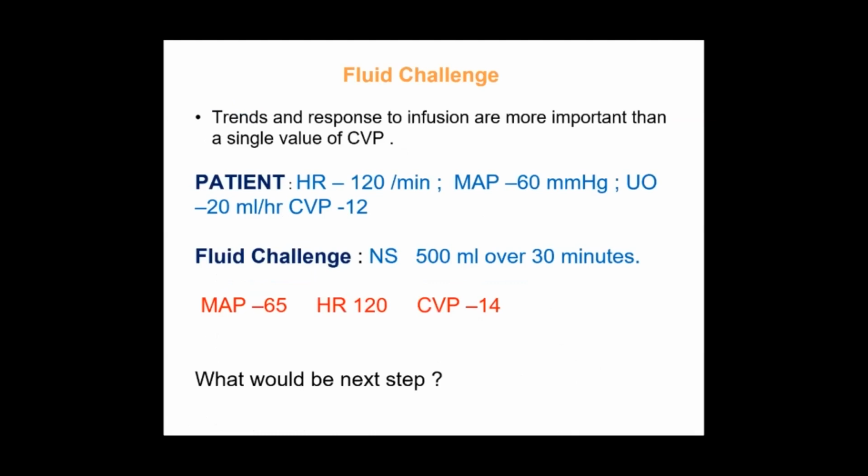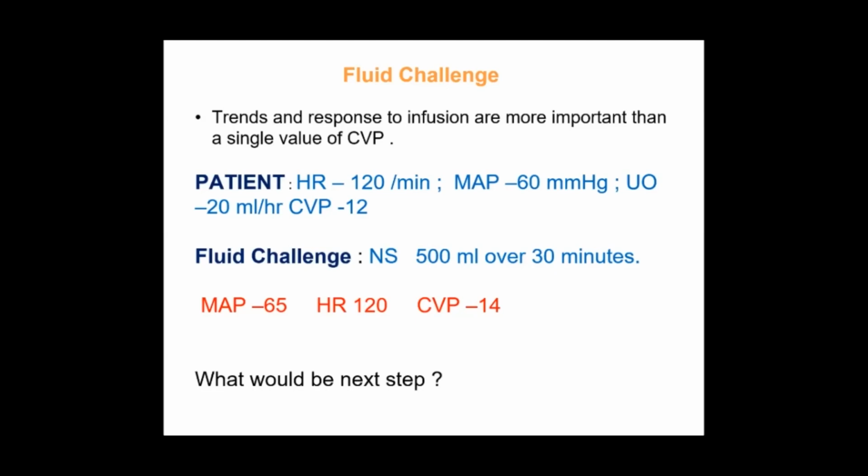Let's take another simple basic exercise on how we go about fluid challenge practically. Let's remember, trends and response to infusion are more important than a single value of CVP. I have spoken about that, I'm repeating it again. Say for discussion, we take a patient who has a heart rate of 120 per minute, a mean arterial pressure of 60 millimeter mercury, urine output of about 20 ml per hour, and CVP of about 12. And we decide to give a fluid of, say, about 500 ml over 20 to 30 minutes.